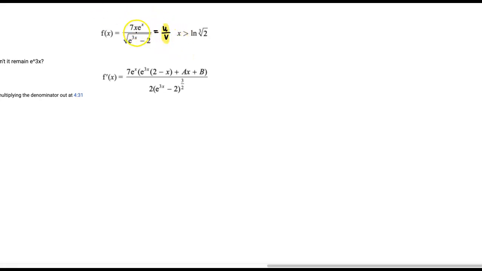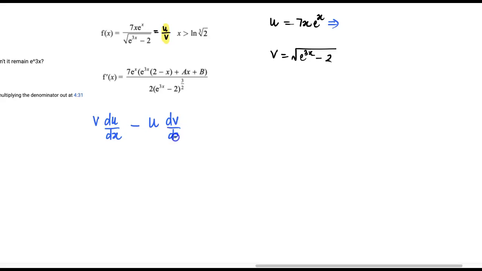So our u is basically 7x e to the power x, and your v is the square root of e to the power 3x minus 2. Just to avoid any mistake, this time I'm going to differentiate first and then substitute. When you differentiate, you get v du over dx, minus u dv over dx, all over v squared. This would be f dash x.